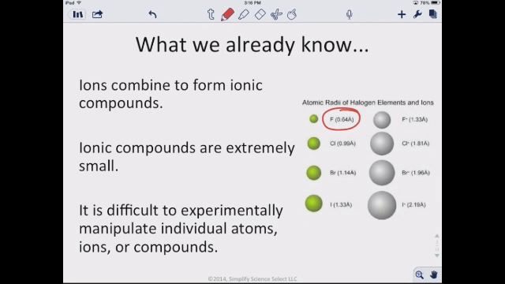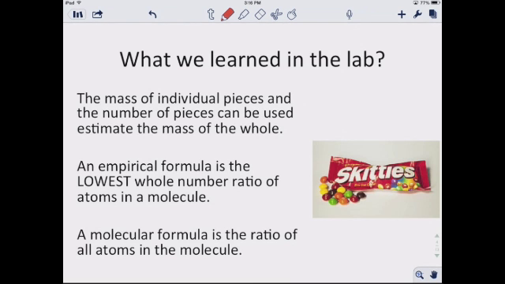Now, it is difficult to experimentally manipulate individual atoms, ions, and compounds. So in a lab, we don't go in and just experiment on one atom. We don't just go in and experiment with a couple atoms. We experiment with lots and lots of atoms. So what we learned in the lab, the mass of the individual pieces and number of pieces can be used to estimate the mass of a whole. And an empirical formula is the lowest whole number ratio of atoms in a molecule, and a molecular formula is the ratio of all atoms in a molecule.